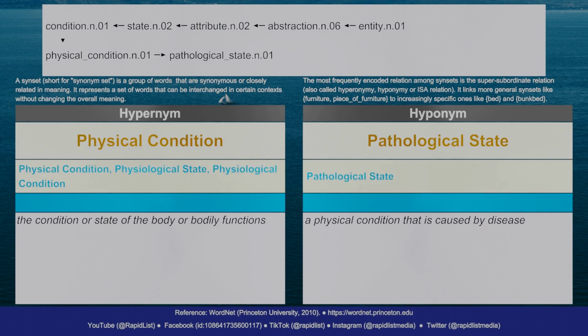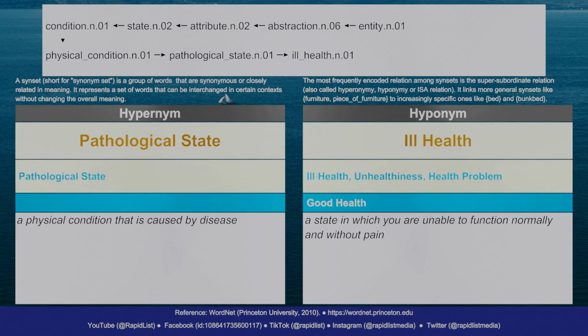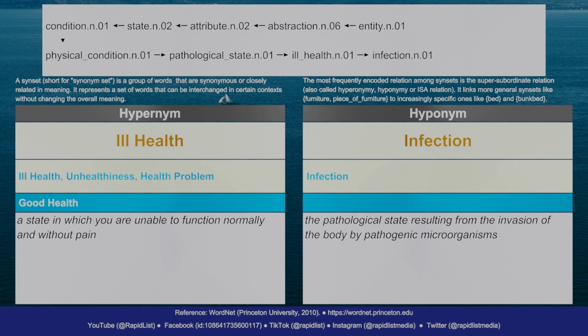Pathological state. A physical condition that is caused by disease. Ill health. A state in which you are unable to function normally and without pain. Infection. The pathological state resulting from the invasion of the body by pathogenic microorganisms.